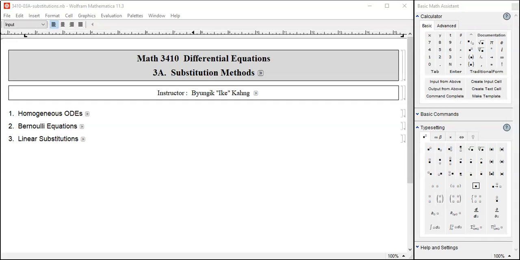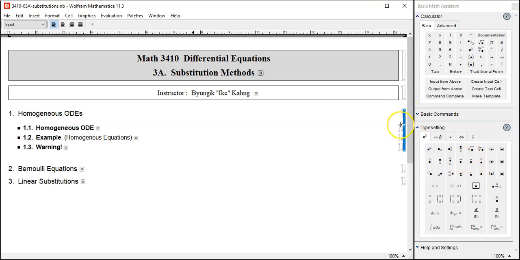Hello students, welcome back. Lesson 3A is going to be relatively less important compared with other topics. We're going to study 3 typical types of substitution techniques used for first-order differential equations, but those are relatively typical, not really typical. And all these examples here are relatively exceptional. That said, let's go.